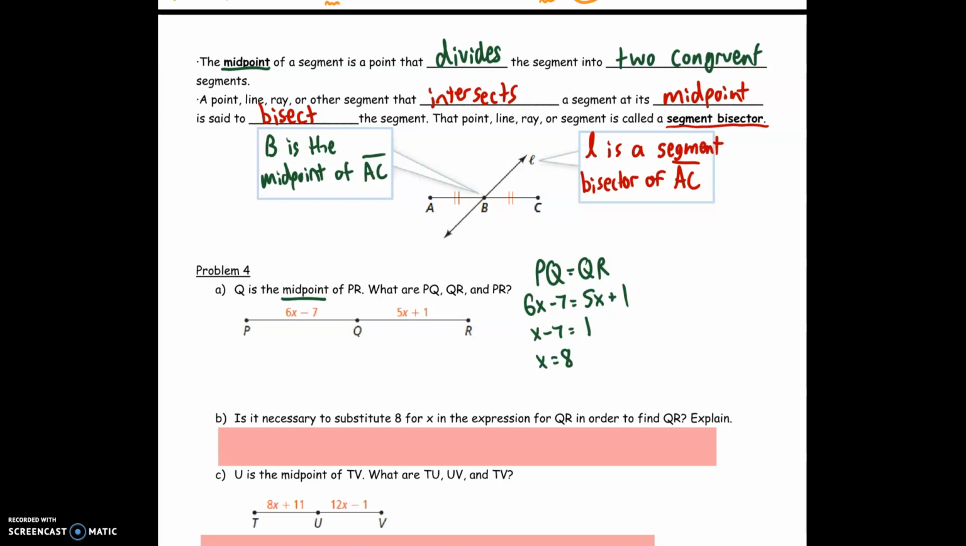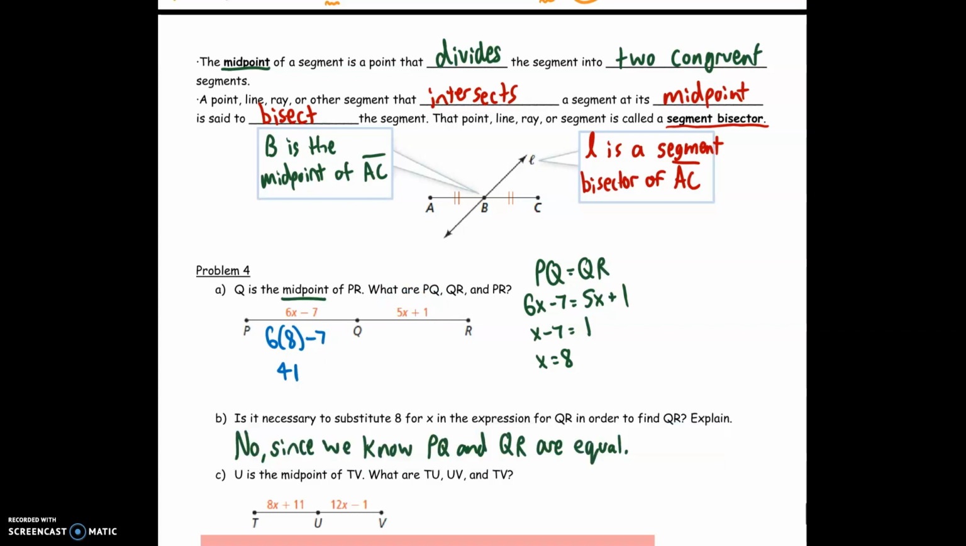And kind of like with our last example, 8 is not our final answer. Instead, I want to make sure I take that 8 and substitute that back in. So if I'm trying to find PQ, I can take 8 and substitute that part in. 48 minus 7 looks like this first segment is going to be a length of 41. And actually, we don't necessarily have to plug in for our second piece. This is kind of revealing our second answer.